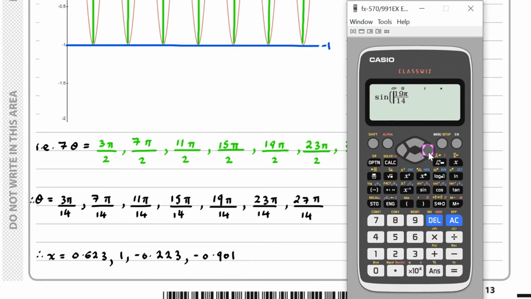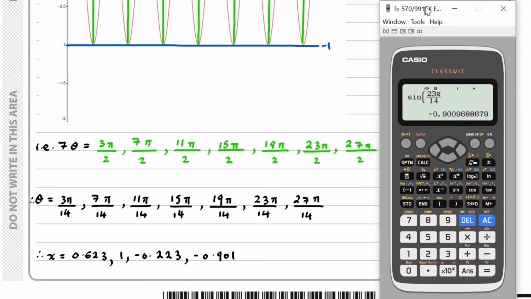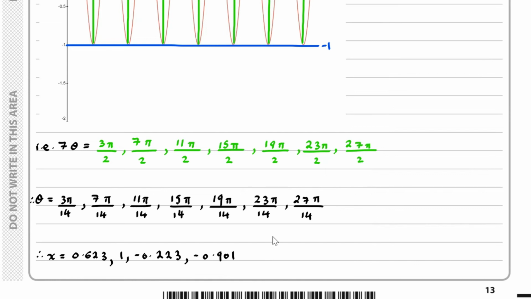And then we've got 23 pi over 14, so that's that. And then we've got 27 pi over 14, so we get that, which is a repeat of this. So therefore, these are our 4 solutions to the equation. These are the only solutions, okay?